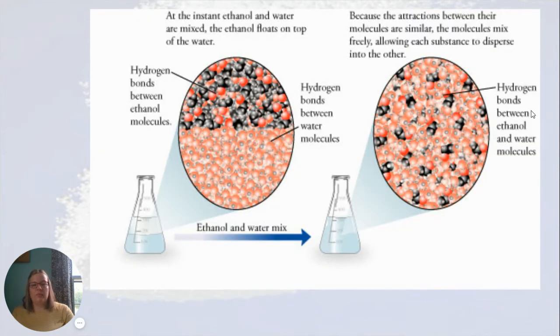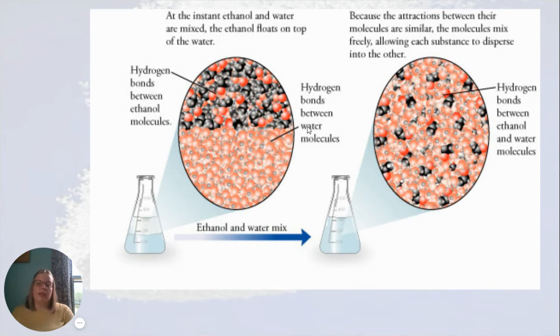I kind of like this picture here. You don't necessarily need to take a look at all the text here, but this is just generally showing what happens when ethanol, which is a type of alcohol, mixes with water. And I'll get the molecule on the next slide. So initially you are going to have the ethanol floating at the top of the water, and the ethanol is hydrogen bonded to itself and the water is hydrogen bonded to itself.